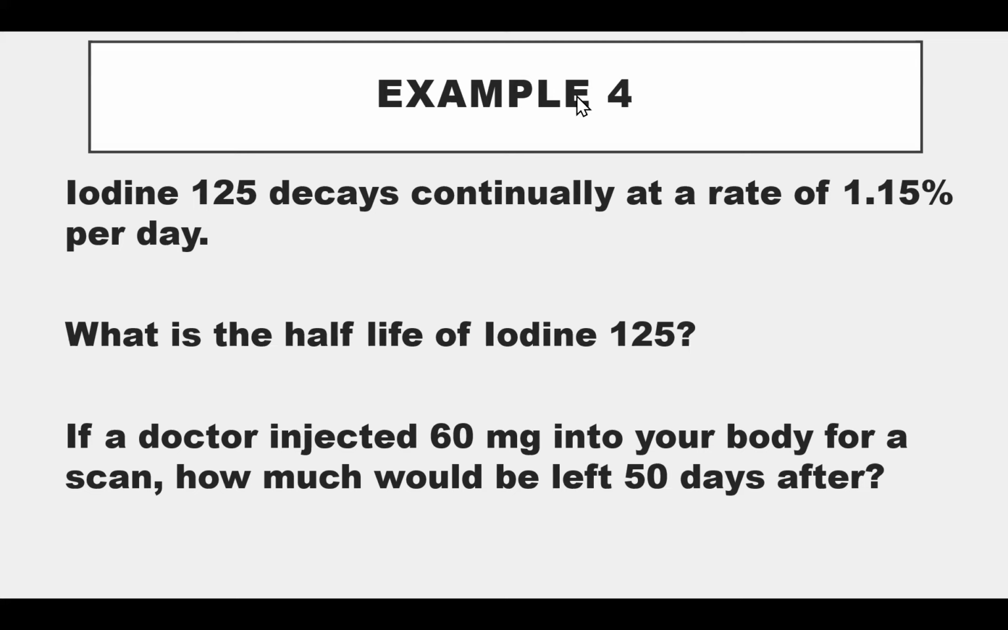So be careful on this one. This percentage is per day. So when we use our formula, we're going to use t as the number of days. And it's going to be decaying continually. So we'll be using A equals P times e to the rt. Let's set that up.